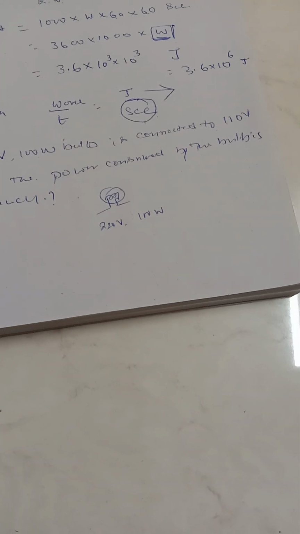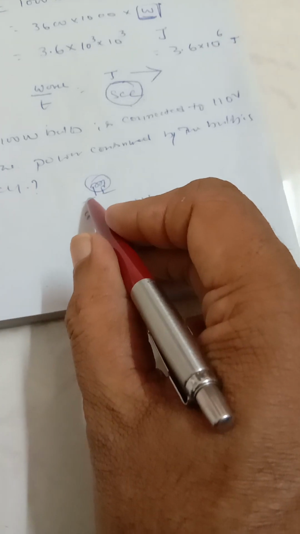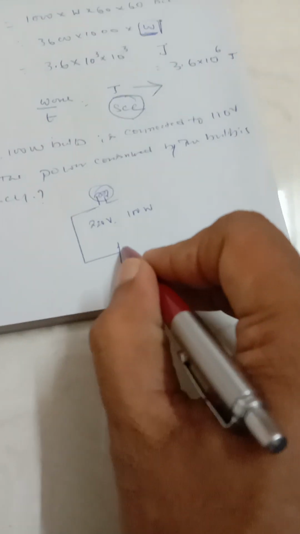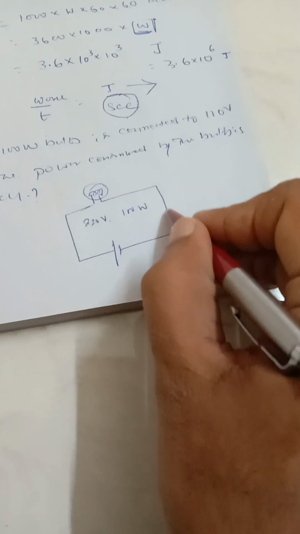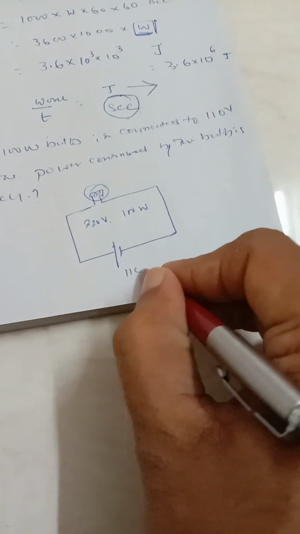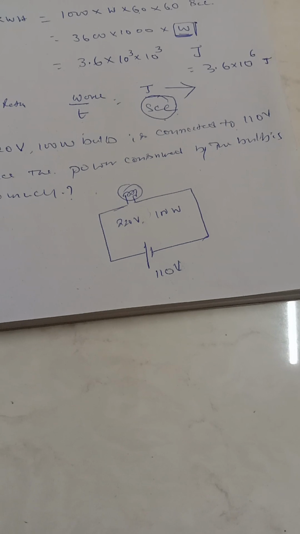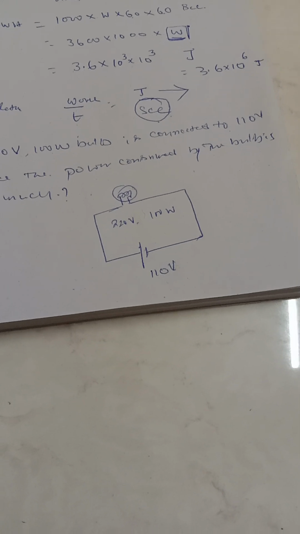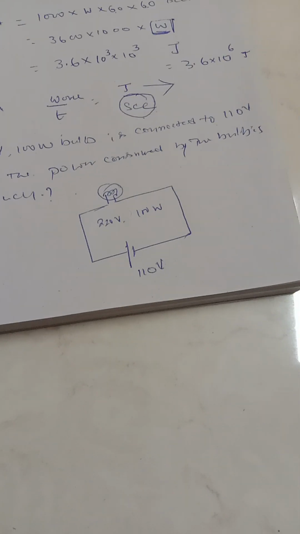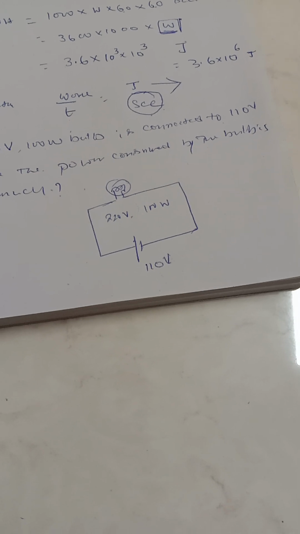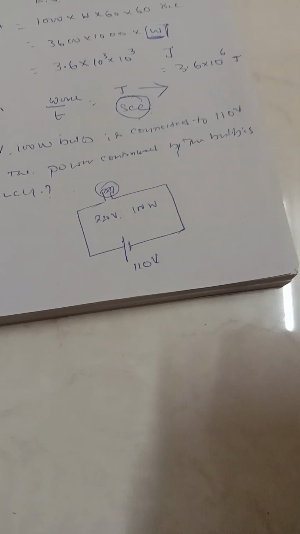A 220 volts, 100 watts bulb is connected to a 110 volts supply. What is the power consumed by the bulb? So now we have to find out the power consumed by the bulb. For this, first, what do we have to do?